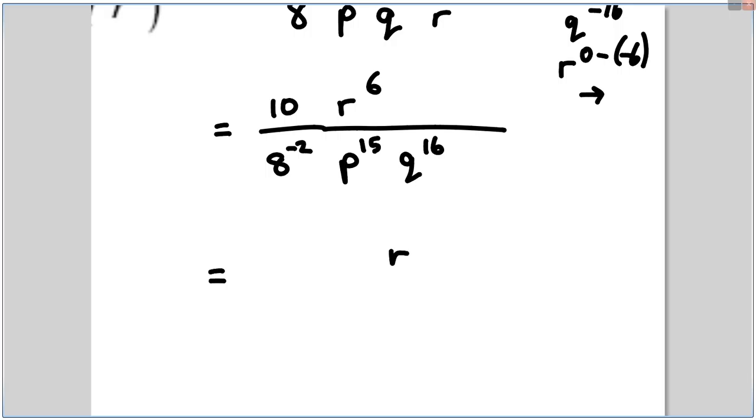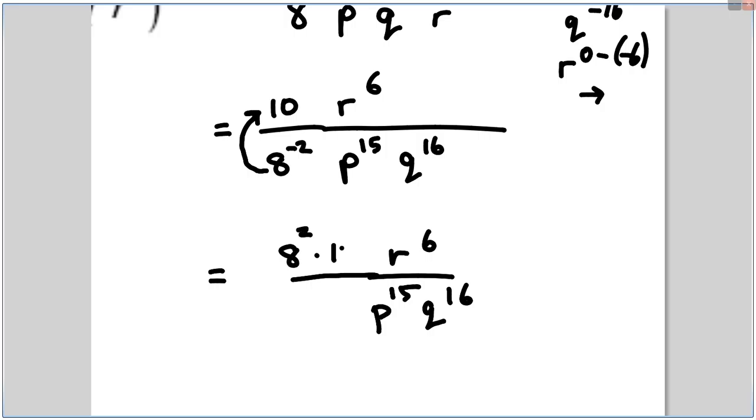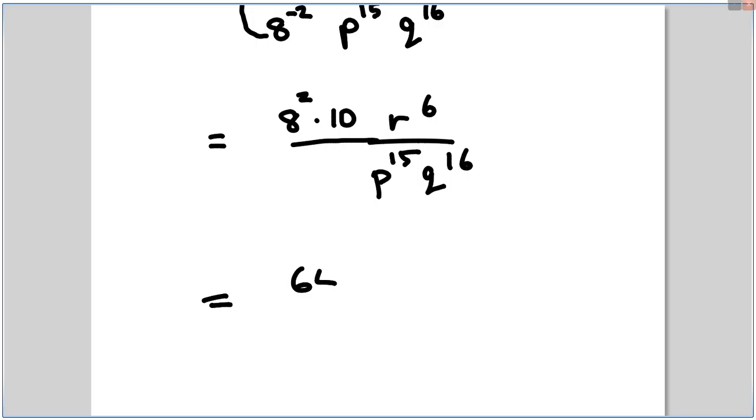Alright. So dudes and dudettes, we have the variables dealt with. Now we just have to deal with this number. What the heck is that number? First of all, 8 to the -2. If it's a minus power, what do you do? Flip it. So now it's 8 squared up here. What's 8 squared? 64 times 10 is 640.